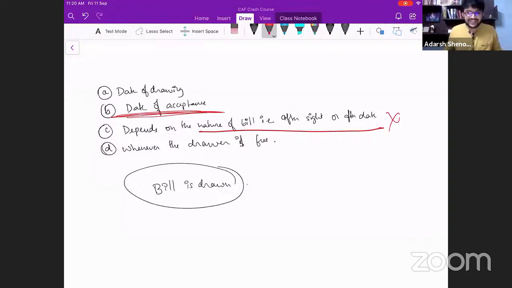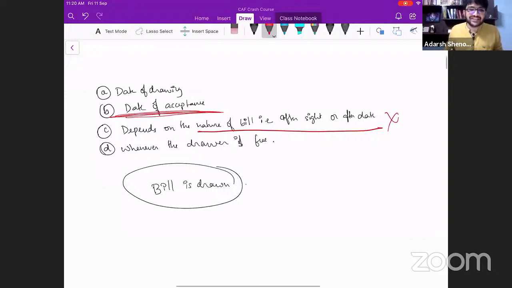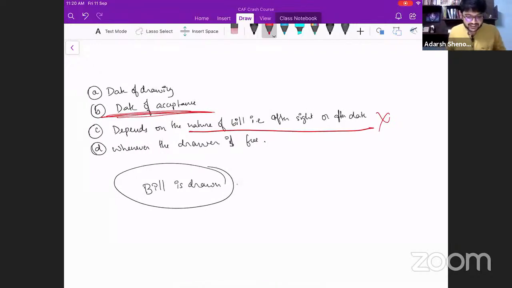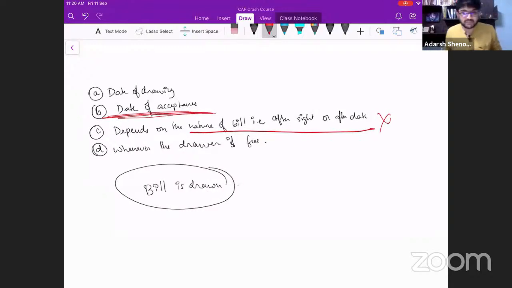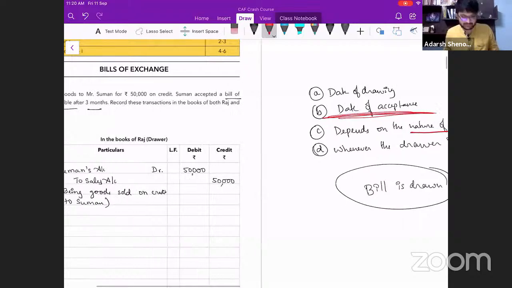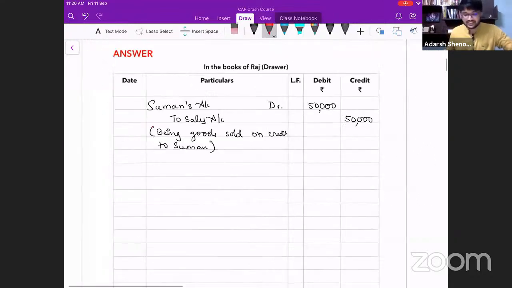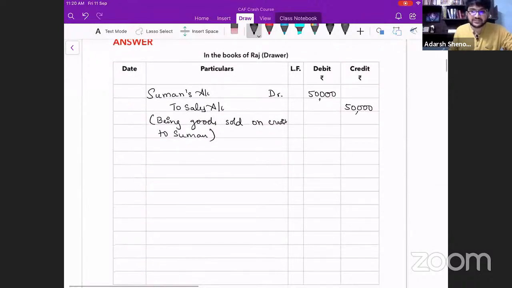Okay, anyway. So the bill is to be written as an asset, recorded in the books on the date of acceptance. On the date of acceptance. Okay. So now let's continue writing.